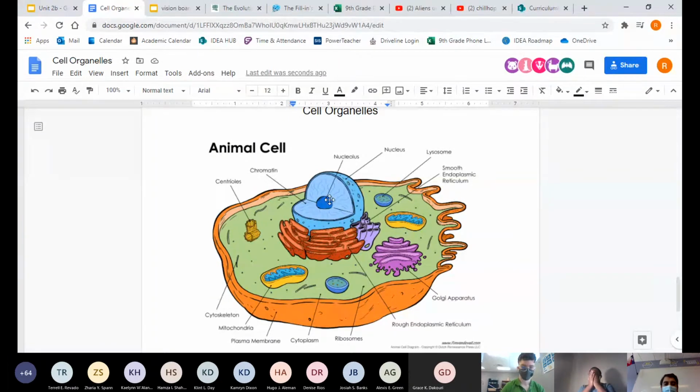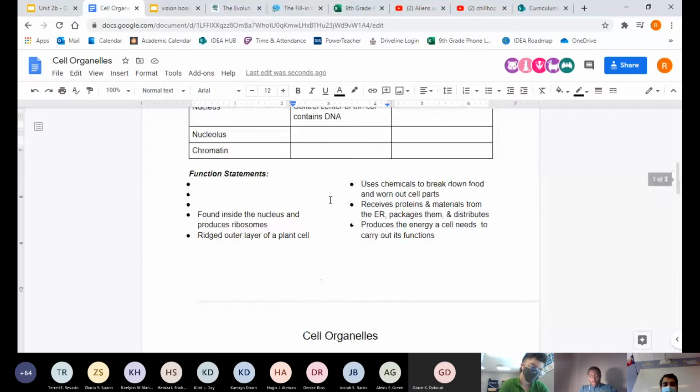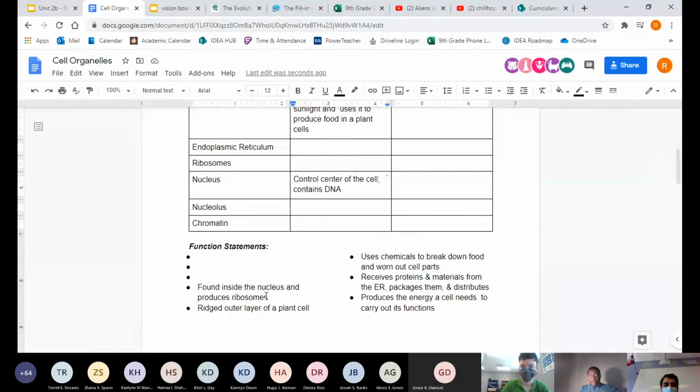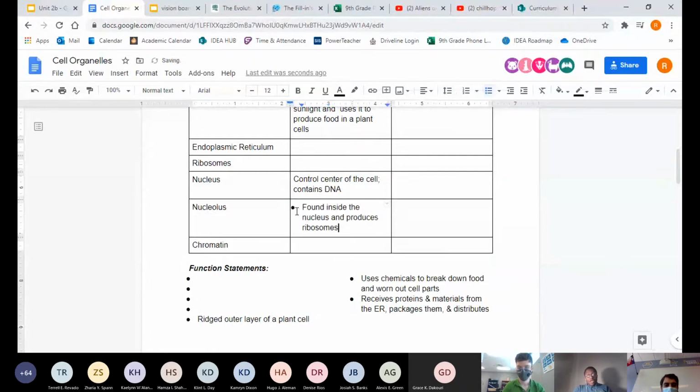So on the test, remember, the DNA is in the nucleus, that's true, but there is a little nucleolus that has stuff too. Just make sure you keep it straight. All right, so inside the nucleus, produces ribosomes. That's going to be our nucleolus.